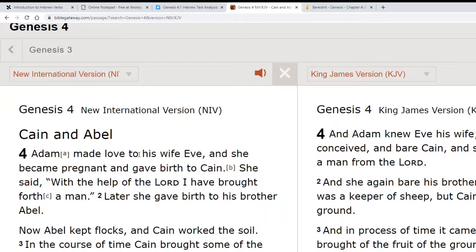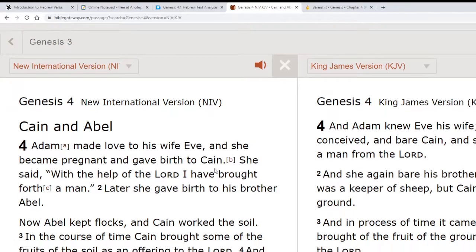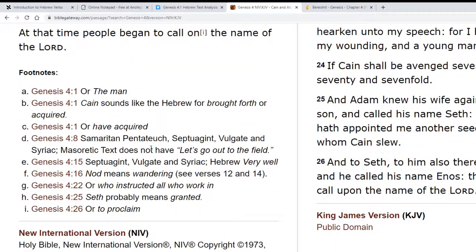I would translate it as the man, and they're translating ladat, to know, euphemistically. That's not a Hebrew phrase, to make love. But I guess they wanted to make people understand what that means. Okay. Up to them. To his wife, Eve. Okay? And she became pregnant and gave birth to Cain. So let's see what the note is here. Cain sounds like the Hebrew for brought forth.